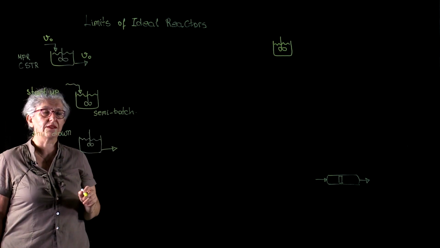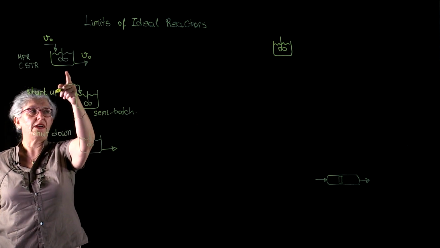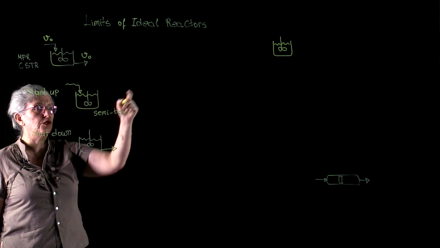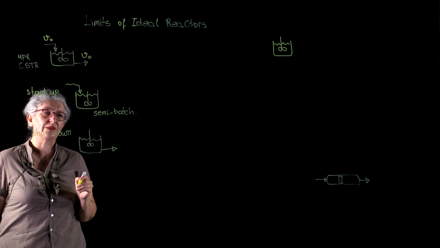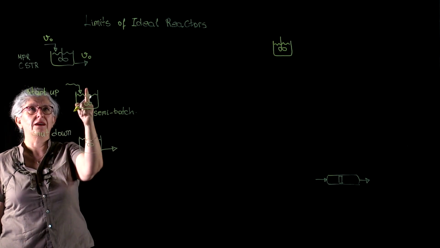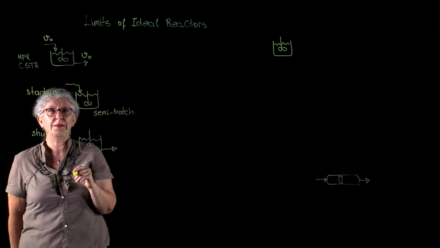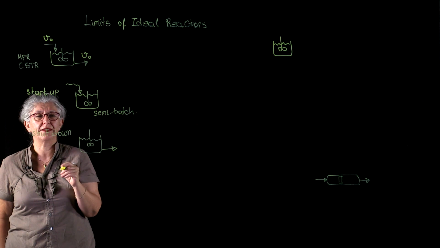So when we just close one of the inlets or outlets, we are moving away from a mixed flow reactor. We are moving closer to a batch reactor, and we call this a semi-batch reactor. So this is one end of the limit of the ideal operation of a CSTR.